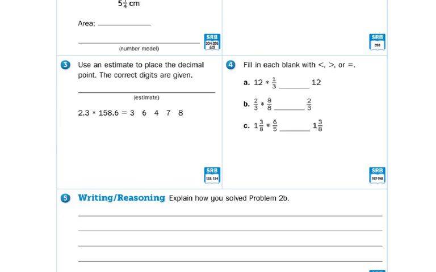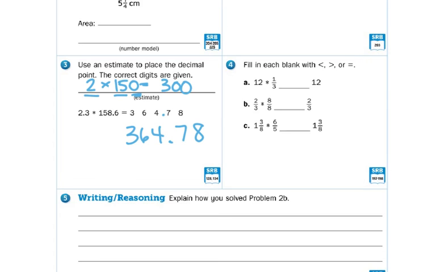Number 3, use an estimate to place the decimal point. The correct digits are given. So let's say 2 3/10 is closest to 2. 158 6/10, let's say, is closest to, well, to make it even easier, I could just do 150. 2 times 15 is 30 with a 0 behind it. Where would my decimal point have to go so my answer is close to 300? It would have to go between the 4 and the 7 to be 364 and 78/100.